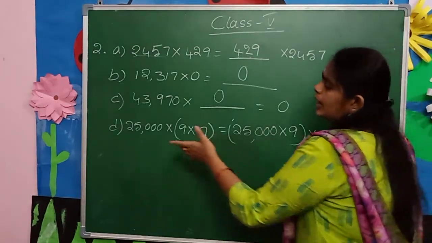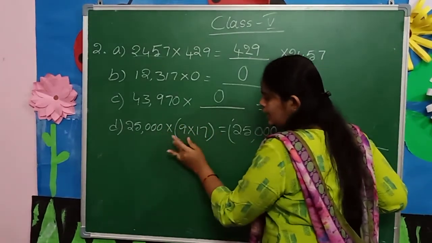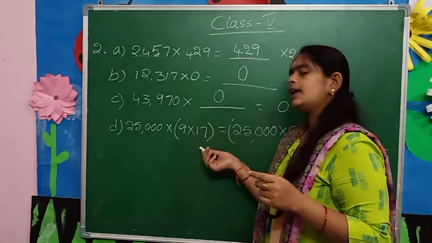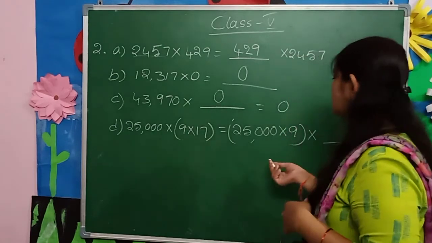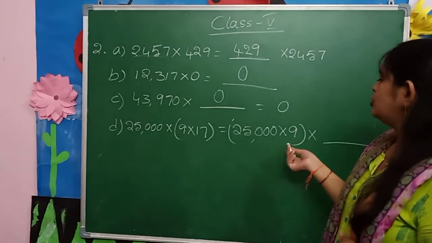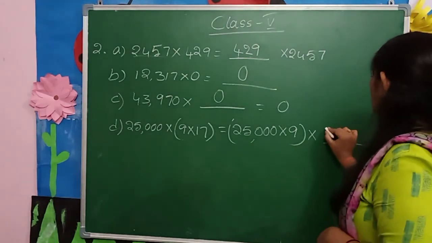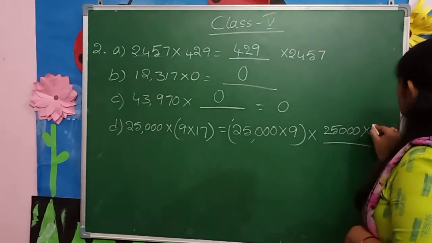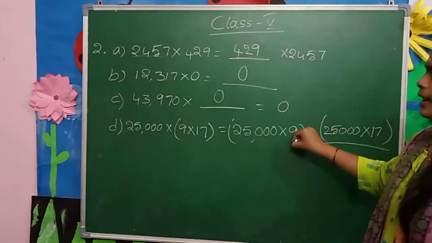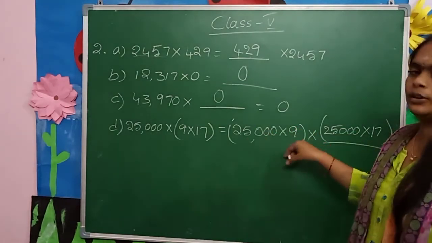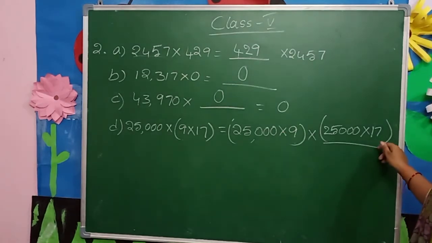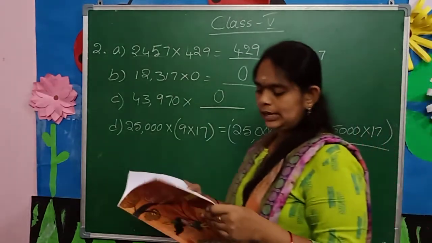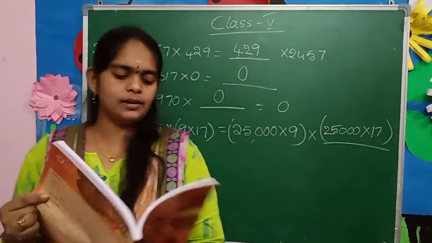See the last one, 25,000 into 9 into 17. So that means we have to multiply this 25,000 with 9 and 17 also. This 25,000 has to be multiplied with 9, and also multiplied with 17, right? So here we are doing 25,000 into 9 and 25,000 into 17, right? With 9 they have already given. So what do we do? 25,000 into 17, right? Are you clear about this? Yes. Let's go to the next one.